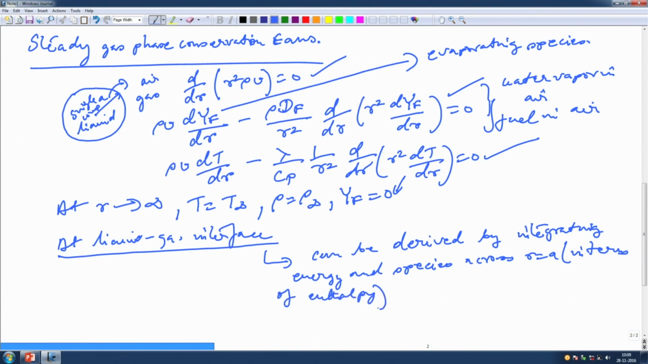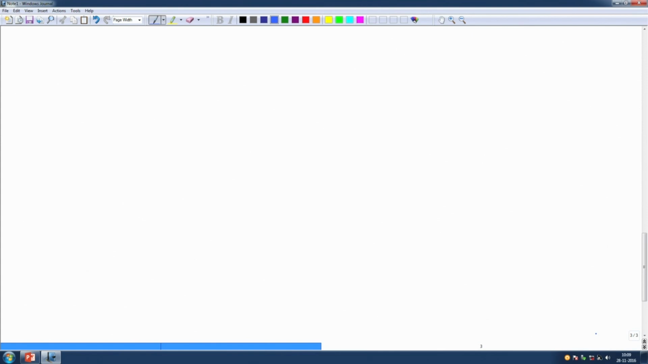Clear on this particular part, that at the liquid gas interface, we will see how we are exactly going to do this, because that is the interface. The interface is the most important thing, because that is what we have been doing for so long. So, in terms of the enthalpy, the equations are written like this.